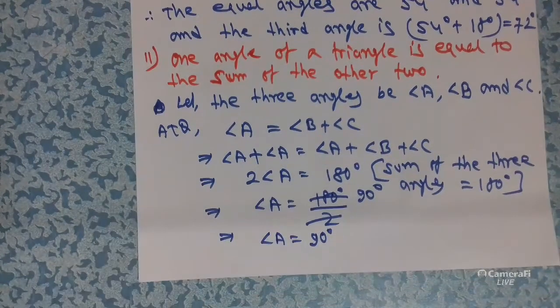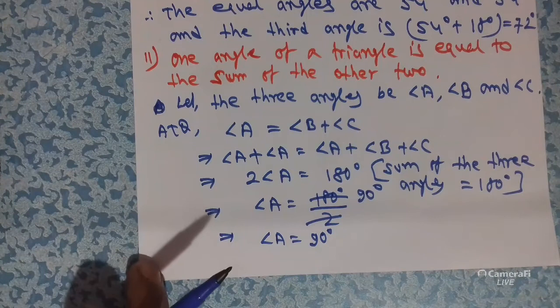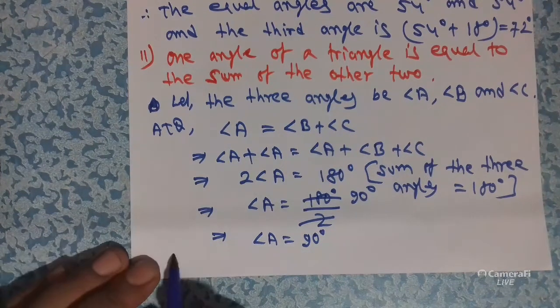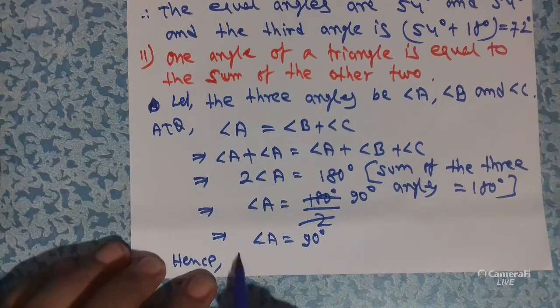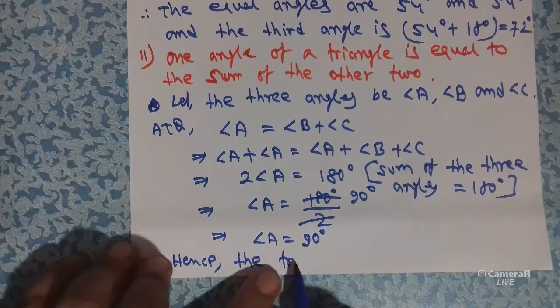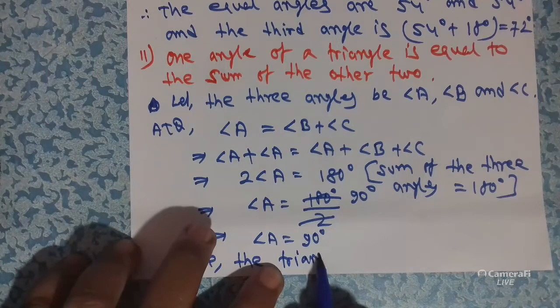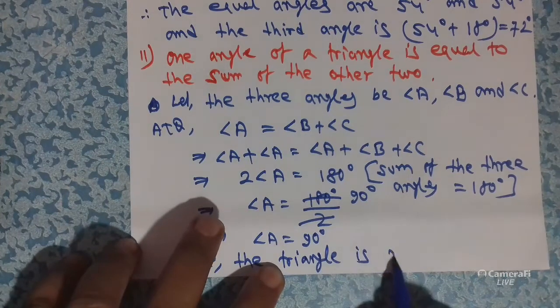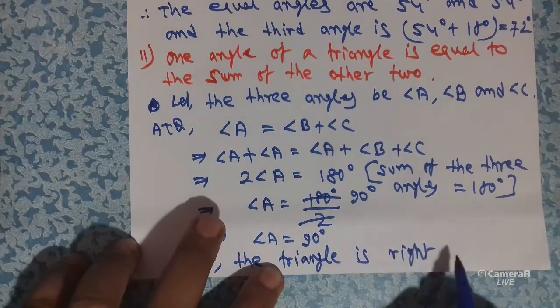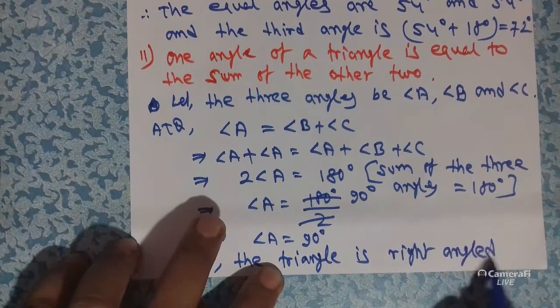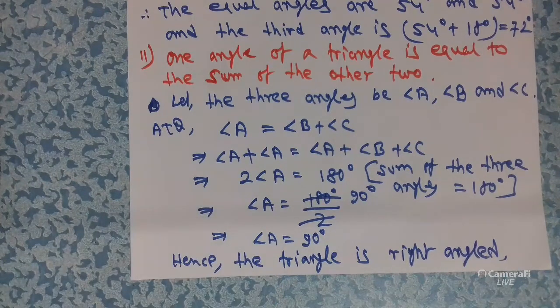And students, we know that in any triangle, if one angle is 90 degrees, then it is called a right triangle. So hence the triangle is right angled. Hope all of you understood. Next problem.